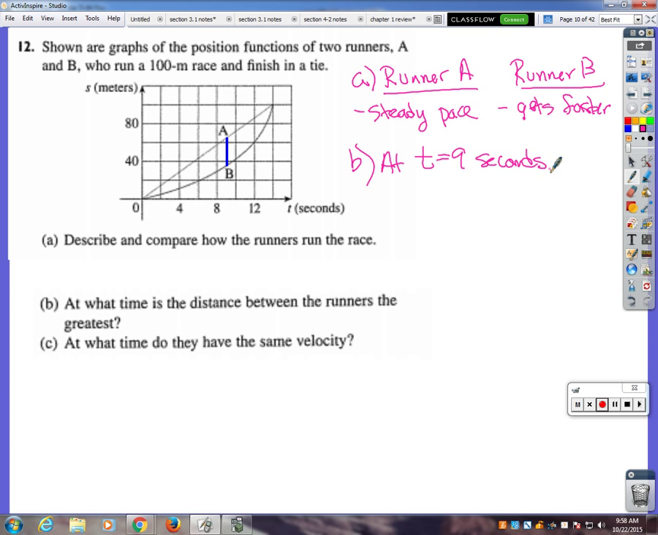At what time do they have the same velocity? 0, because they're standing still.